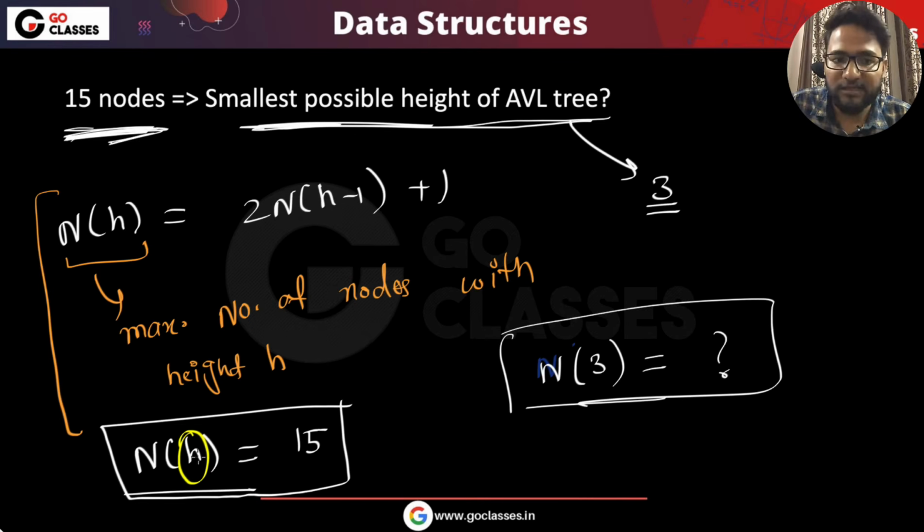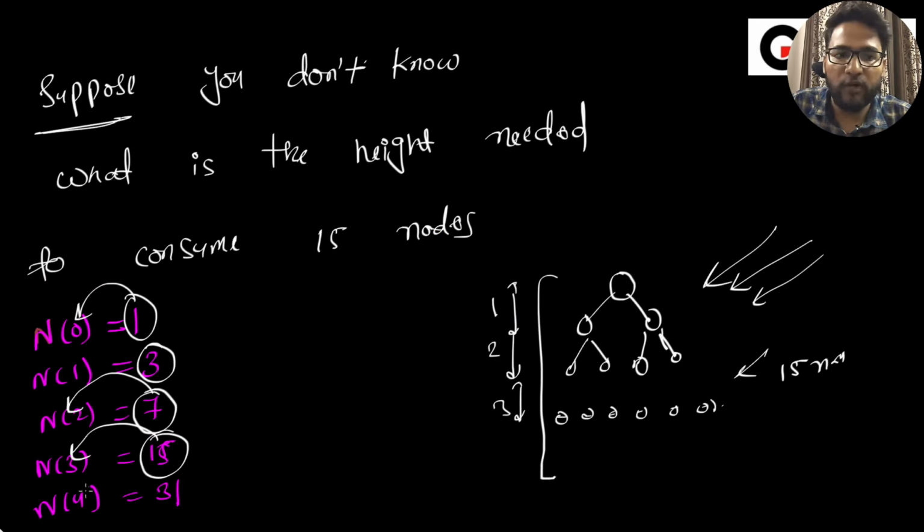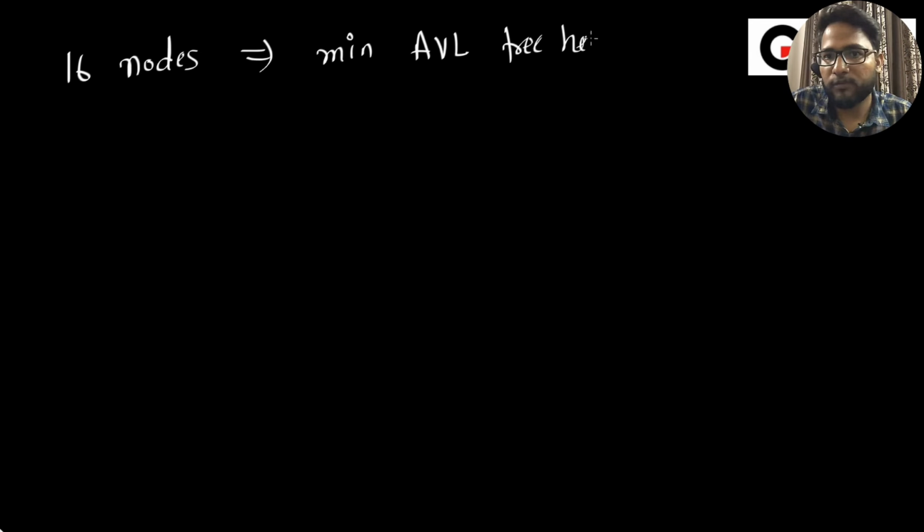Actually, they are asking at what value of h it is becoming 15. So for that you can say the value of h is 3, for that it is becoming 15, which means if you throw 15 nodes, then the height will become 3, right? Now suppose they ask you that for 16 nodes, what is the minimum AVL tree height possible?